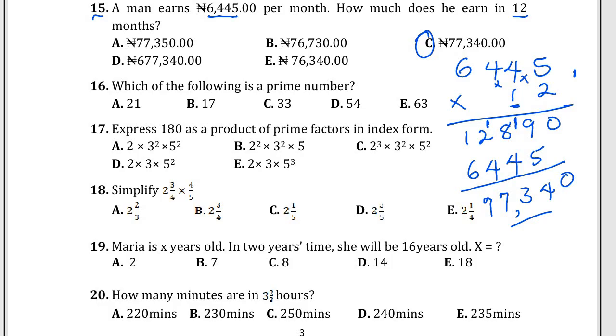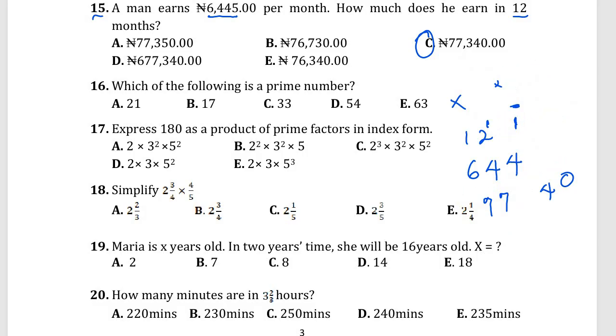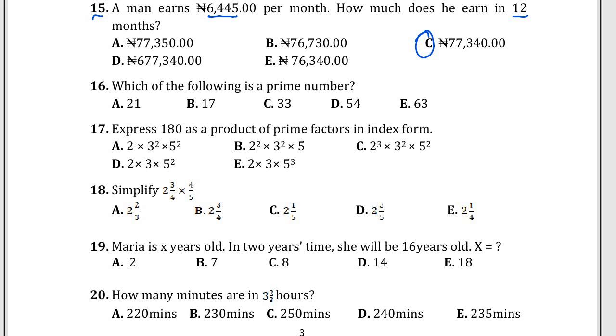Question number 16 says, which of the following is a prime number? What is a prime number? A prime number is a number that must have just two factors, 1 and itself, which simply means no other number can divide a prime number except 1 and itself. So the right option is 17. 17 cannot be divided by any other number except 1 and itself.